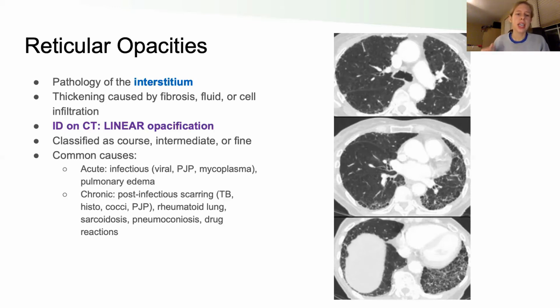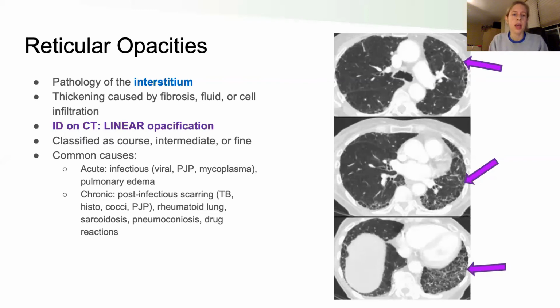So on CT scan, we're looking for these very linear opacities. If you look at these, it's kind of like someone took a pencil and started outlining things on the lung. These are very fine lines that are appearing as opacifications, meaning that there's inflammation just in those walls that are in between the alveoli. Again, think back to those pathology slides. If we're learning about the lung, you see those walls in between those big air spaces, and that's what's going on here.